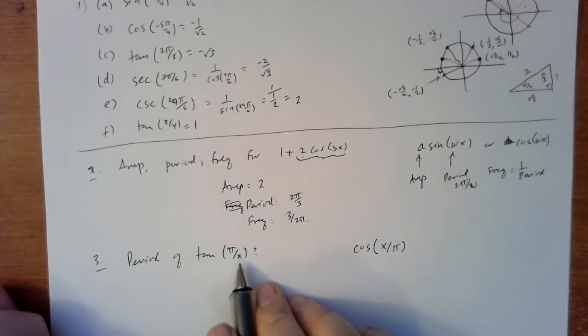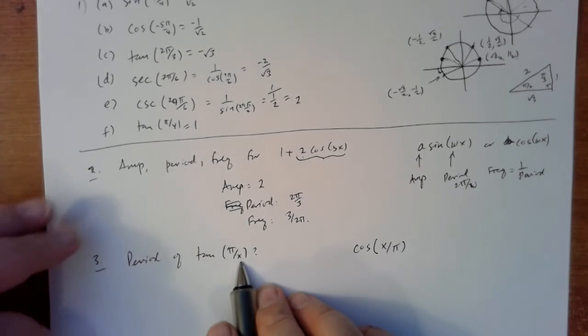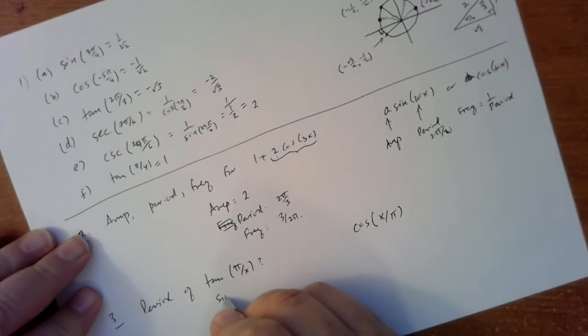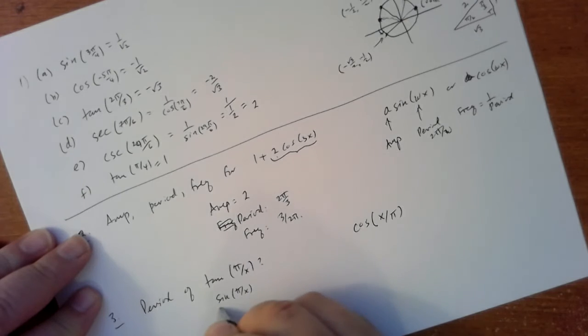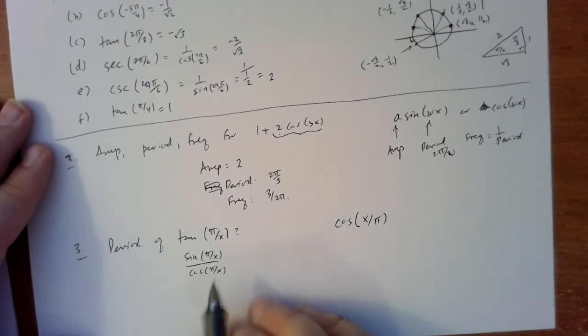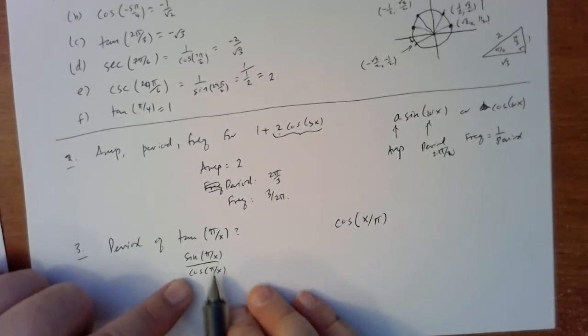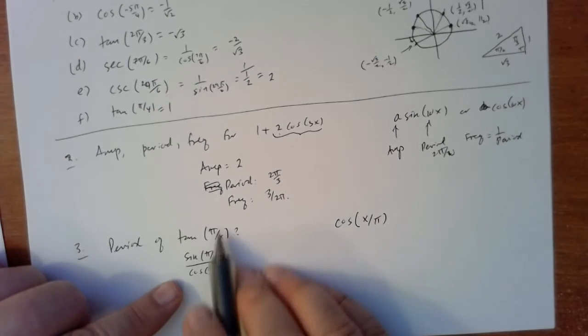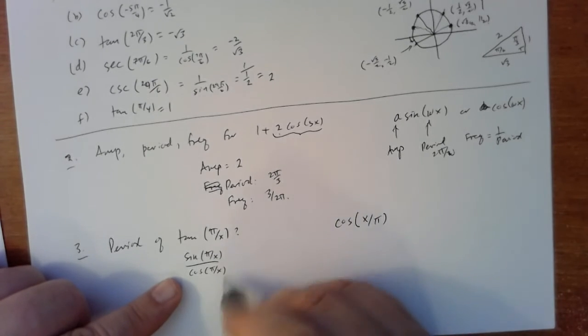Well, I guess one question would be, does the tangent of pi over x have a period? Right, because what would it look like? This is going to be the sine of pi over x divided by cosine of pi over x, right? And so, yeah, that's not really the period. That's kind of a trick question. I shouldn't have put that on there because this really is not periodic, right?